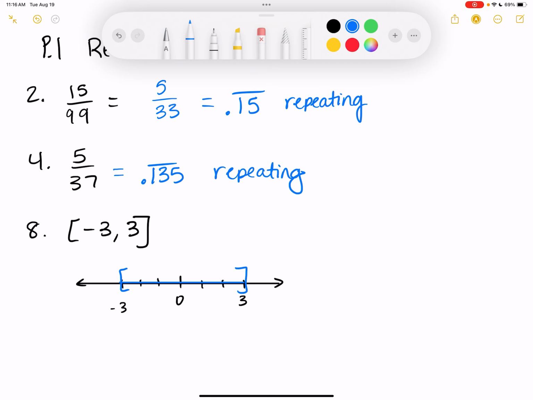How do I decide if it's brackets or parentheses? Well, if it's less than, it's parentheses. If it's less than or equal to, it's a bracket. Yep, so if it's or equal to, it's a bracket. If it's just less than, just greater than, it's parentheses. If it's an interval like this, then it's whatever the interval itself is.